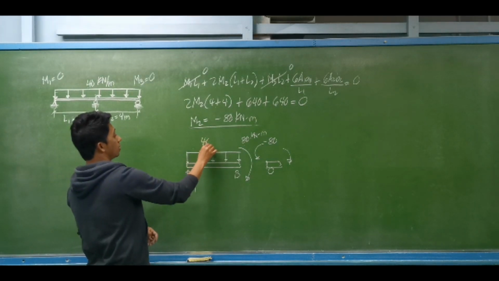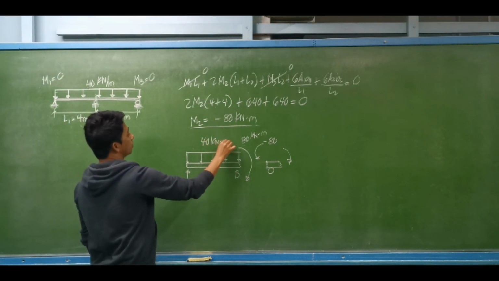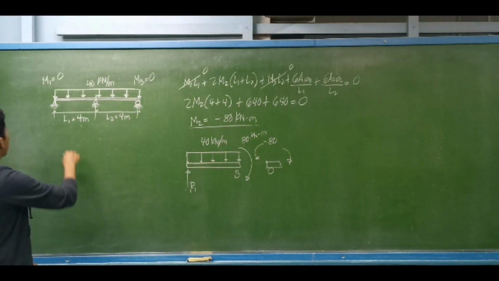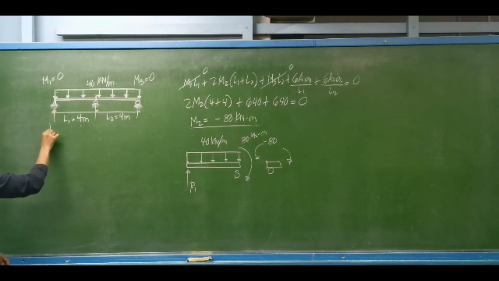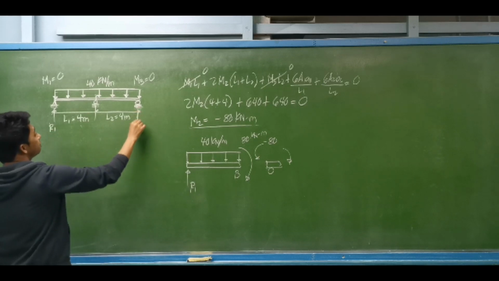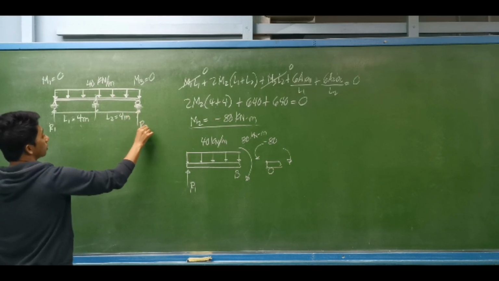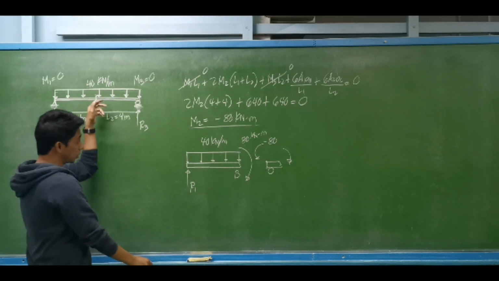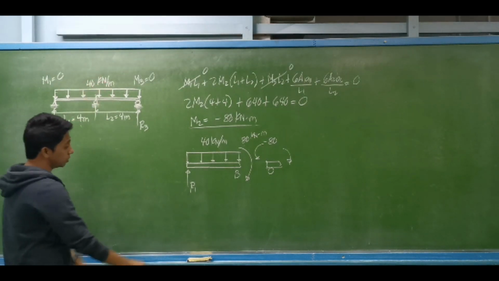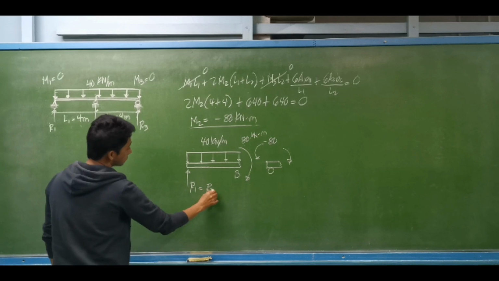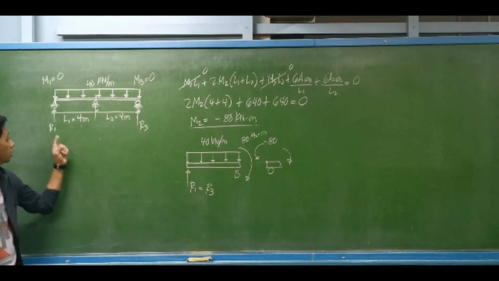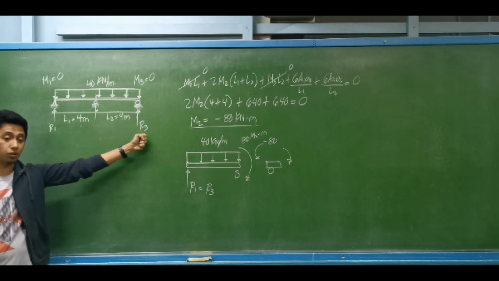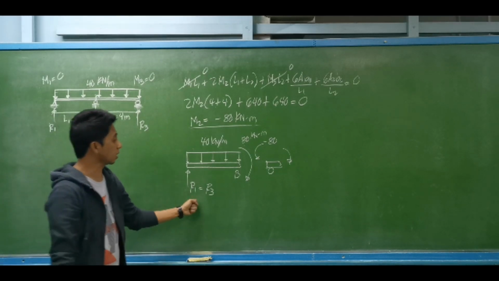So the loading is 40 kilonewtons per meter. We are computing now for reaction number 1 and reaction number 3. As you can see, we have a symmetrical, constant loading. R1 is the same as R3. Obviously, the support reaction on the left end is equal to the support reaction on the right end.